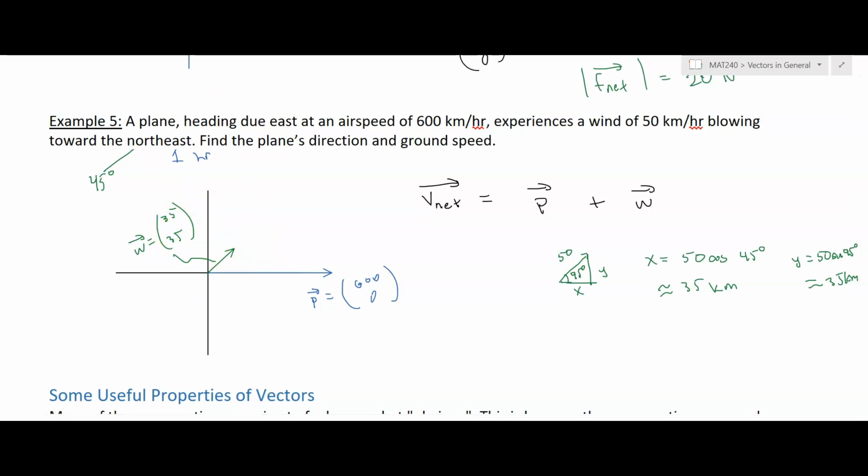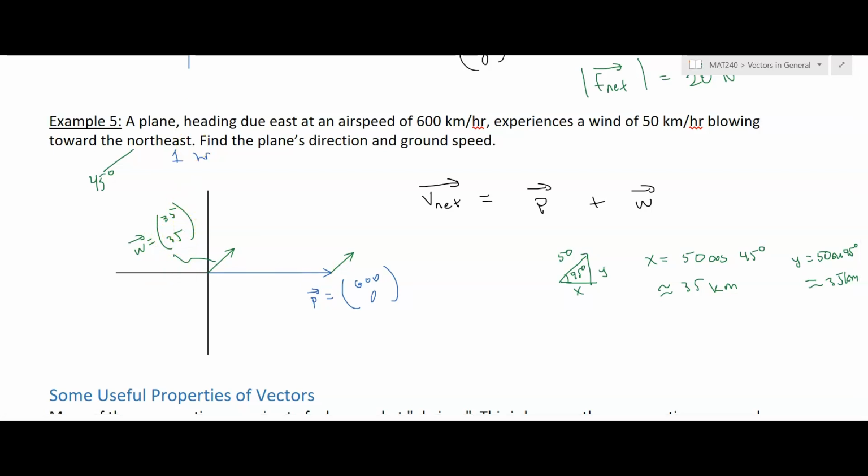As I had mentioned, putting this vector in a different location might make a little bit more sense because we're actually going to sum these two vectors. And so if I put that same vector right there, the way I can think about this is that the plane is going to move in 1 hour 600 kilometers east, but then the wind is going to displace that plane 35 kilometers east further and 35 kilometers north.